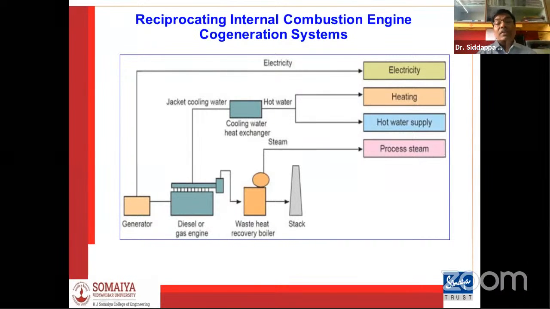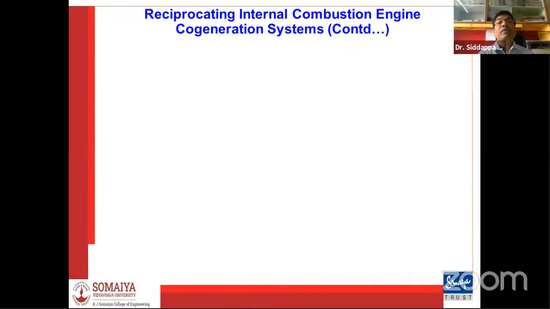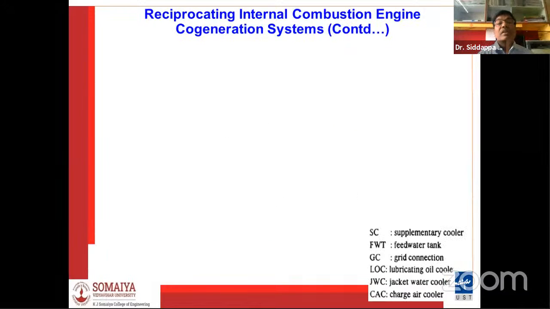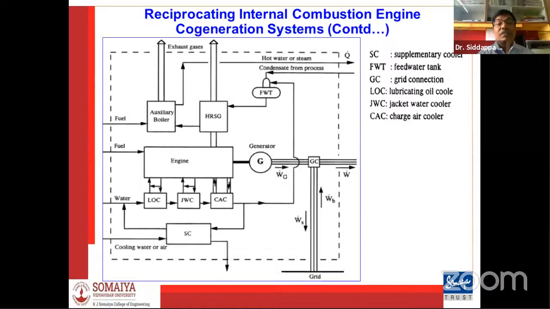Now, with reference to this, I'll go to one case study of an IC engine that has been shown here for your kind reference.